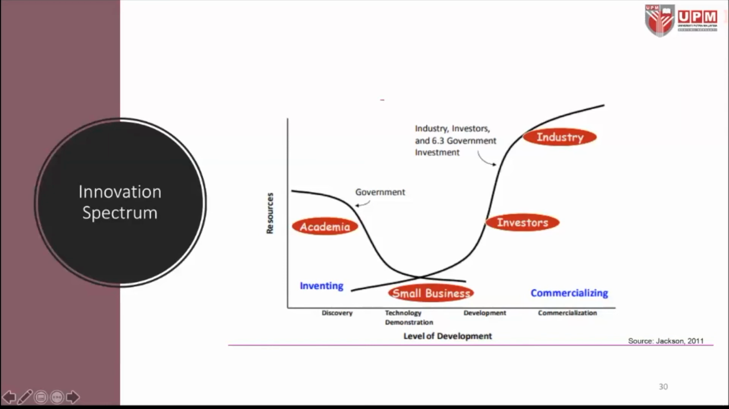If we try to read here, right, the academia, the university professors and researchers, are involved heavily in the discovery. Then for technology demonstration, we pass it to the small businesses, and for development, the investors will take their role, and the industry will play its role in the commercialization stage. So you can see the innovation spectrum, from ideas being discovered in the lab that we grow into innovative products being commercialized in the market. So it requires resources. It also requires the involvement of many parties.